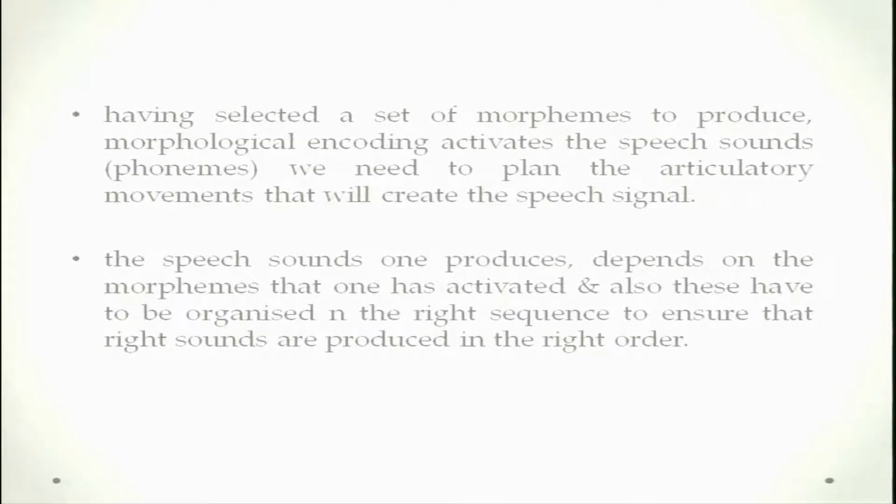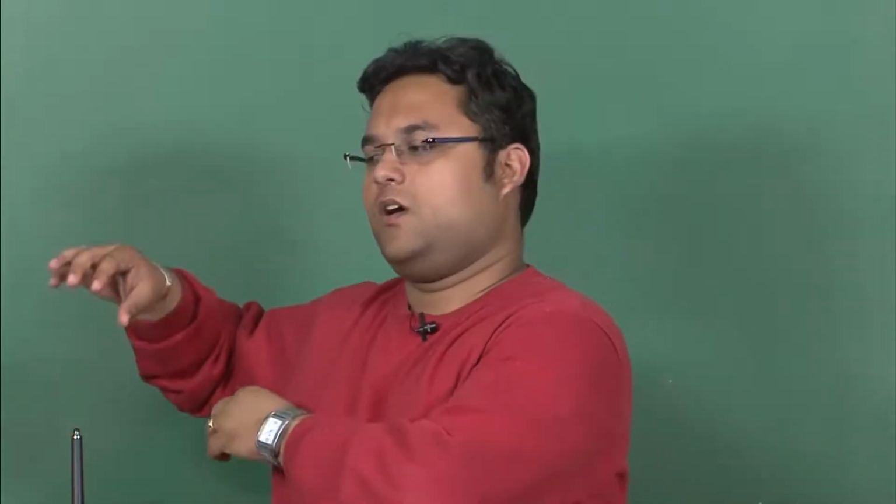Now, having selected a set of morphemes to produce, morphological encoding will activate the speech sounds. What exactly are you going to speak? Eat and eating will require different phonemes to get activated, and once you have this selection of sounds close by, this will form the basis for coming up with an articulatory plan. You need to tell your motor apparatus, the vocal apparatus, to start preparing for producing something, but you will not be able to do that until the morphological specification is found, because you have to be informed whether you are going to use eat, ate or eating.